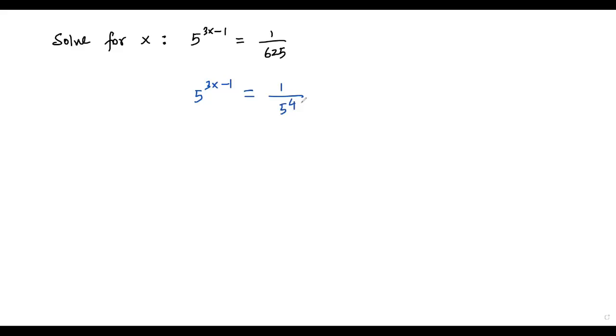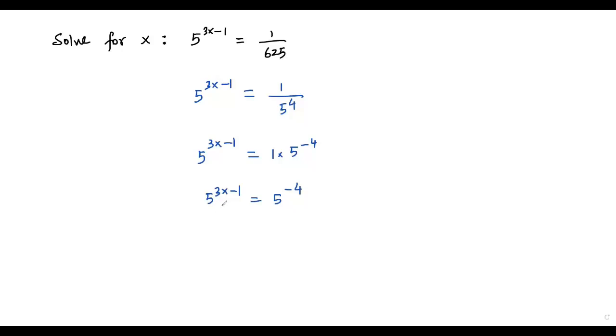In a fraction, whenever I move a power from numerator to denominator or denominator to numerator, I have to change the sign of the exponent. So if I move this power, 5 to the 4th power, to the numerator, I have to change the exponent from positive 4 to negative 4, and it will be multiplied by the numerator 1. So 5 to the power 3x minus 1 equals 1 times 5 to the negative 4th power. Since I moved this to the numerator, I changed the sign of the exponent. So 1 times 5 to the negative 4th power is the same, 5 to the negative 4th power.